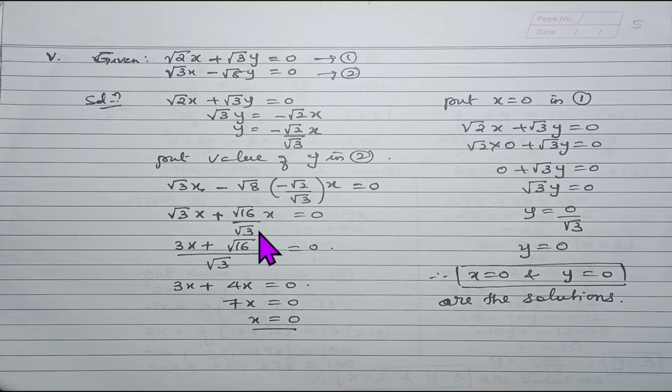And now if you see here, we have got root 3, so I will take the LCM as root 3 here. So root 3 into root 3 becomes 3x plus root 16x divided by root 3 equal to 0. It is correct. Then 3x, root 16 is 4, so 4x. Root 3 gets cancelled, because when I multiply to the right it becomes 0. So 3x plus 4x is equal to 0, or 7x is equal to 0, or x is equal to 0.